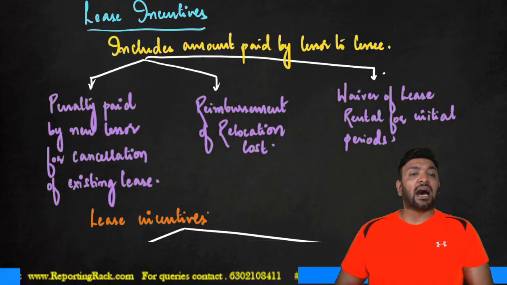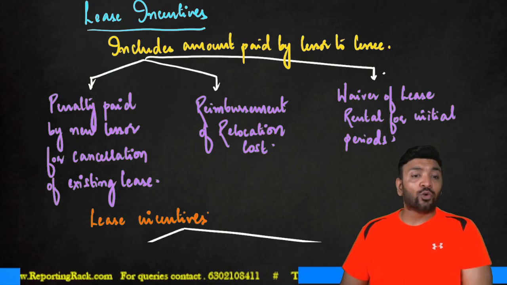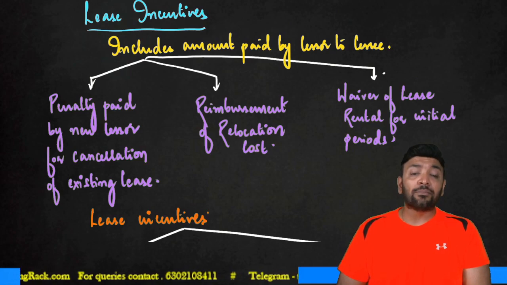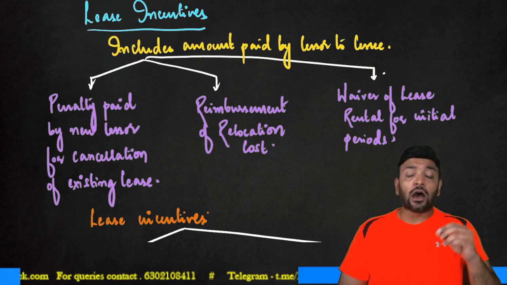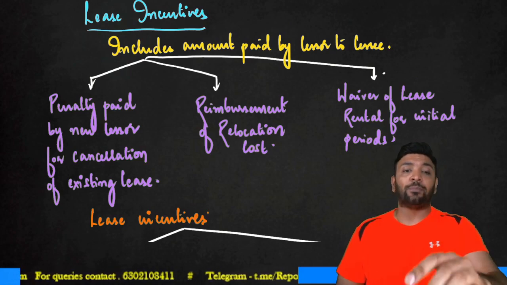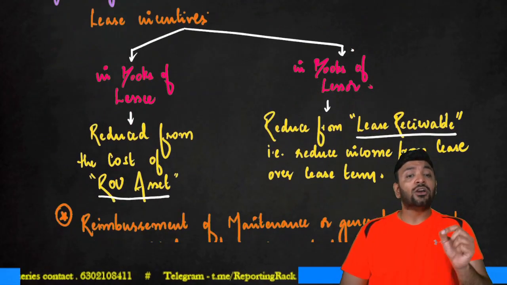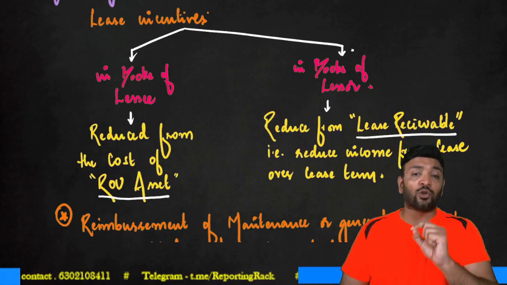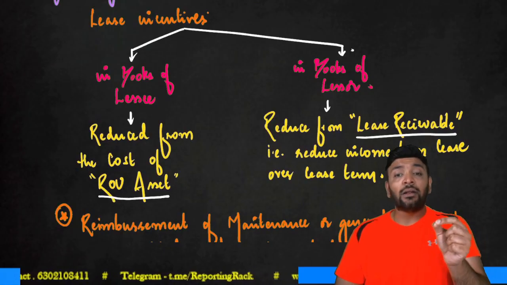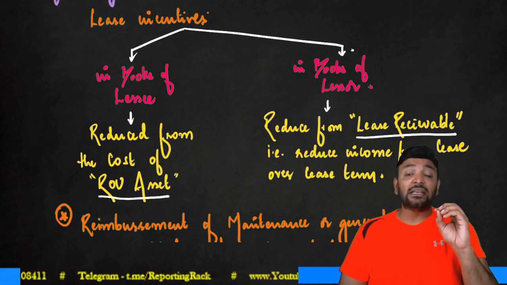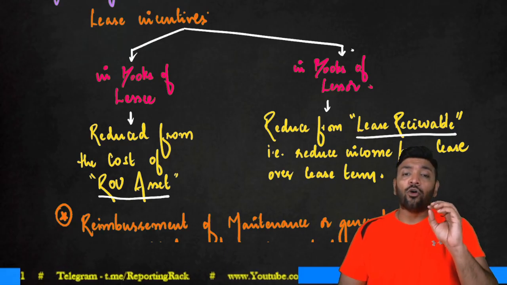These incentives are penalties paid by the new lessor for cancellation of the existing lease, the reimbursement of relocation costs, or waiver of lease rental for initial periods. These lease incentives in the books of the lessee should be reduced from the cost of the ROU asset. In the books of the lessor, I will reduce it from the lease receivable and reduce the income from the lease over the lease term.